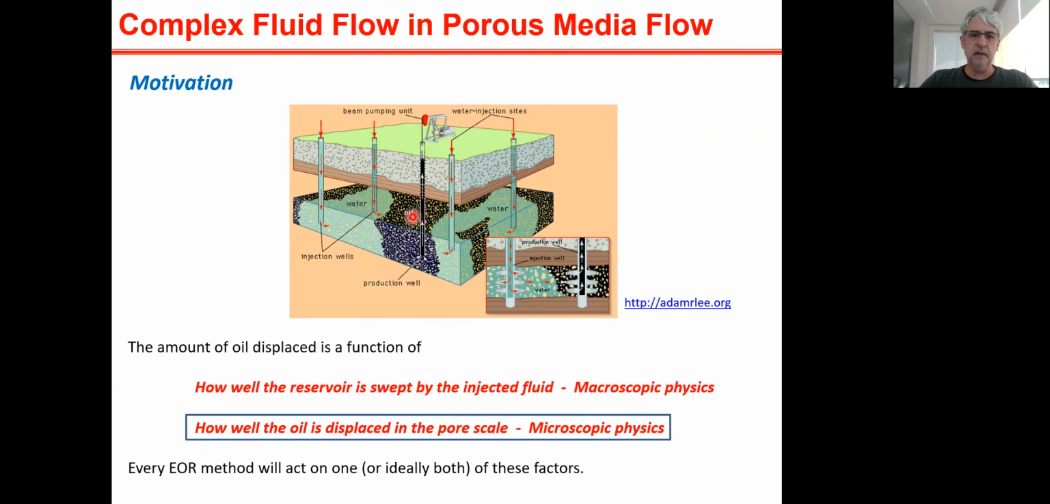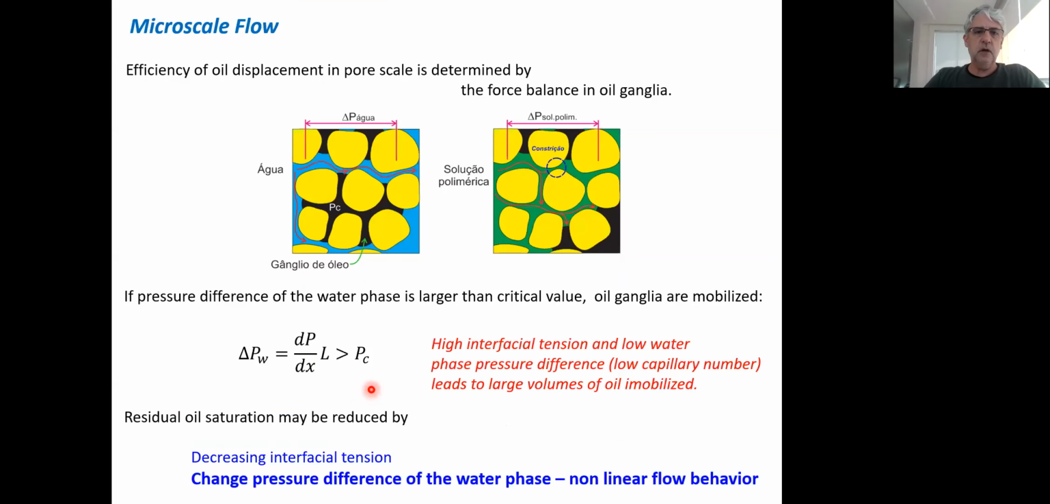And because the water is less viscous than oil, typically a large portion of the reservoir is not swept by the water phase. And also it's a function of how well the oil is displaced in the areas that the water swept. So even in areas that were swept by the water, a certain amount of oil gets trapped by capillarity. So this is a microscopic physical phenomenon. So every enhanced oil recovery method will try to attack one of these phenomena, or preferentially both factors. So in this talk today, we're going to focus on the microscale flow physics.